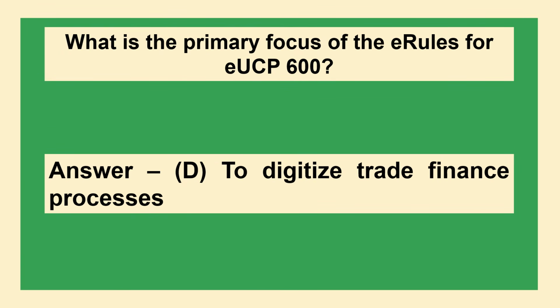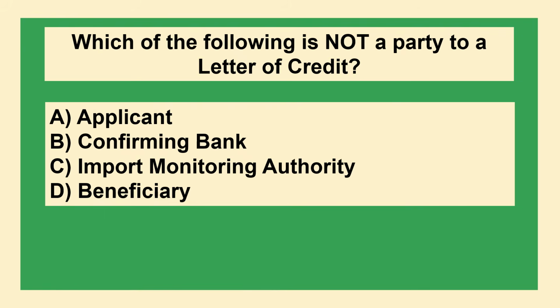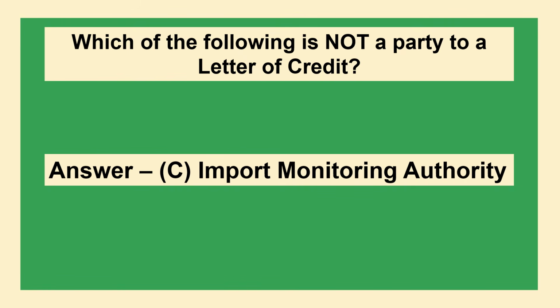Answer. Option D. To digitize trade finance processes. Question. Which of the following is not a party to a letter of credit? Option A. Applicant. Option B. Confirming bank. Option C. Import monitoring authority. Option D. Beneficiary. Answer. Option C. Import monitoring authority.